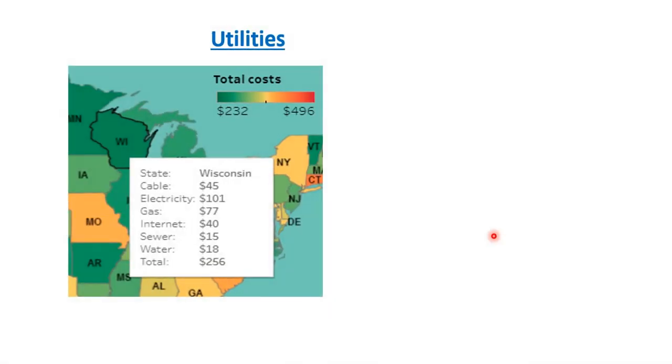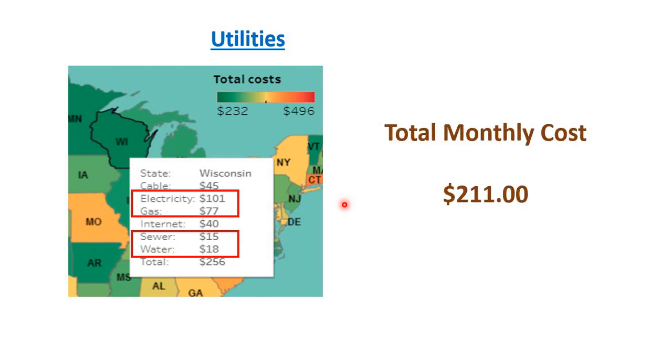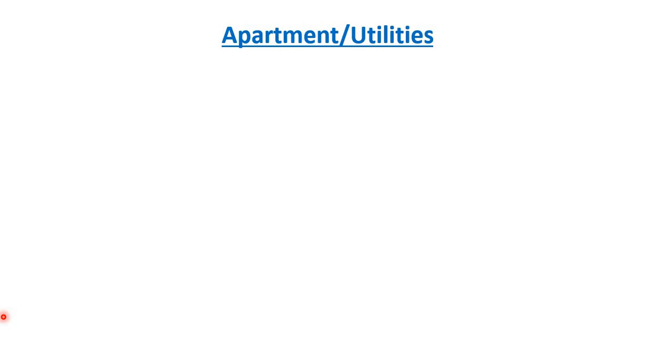Now let's go to the utilities. Okay, I provided you the site. Remember, we hover on this and it gives us these numbers, and so our focus is going to be right here on the electricity and the gas, and then the sewer and water, because we have to pay those utilities. And so what I want to do is just figure out, well, how much is that per month? And I total those up, and I get $211 per month I'm going to spend on utilities. So at this point, I'm going to organize the information that I've got.